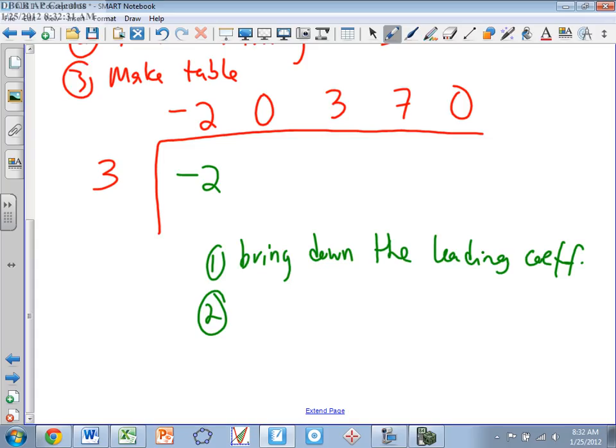Next, multiply these two here. Multiply these in your head and add the next column to it, which is 0, so it doesn't matter. 3 times negative 2 is negative 6, plus 0, and then write that number here. Again, multiply these two and add this number. Just because it's a 0 doesn't mean it doesn't count.